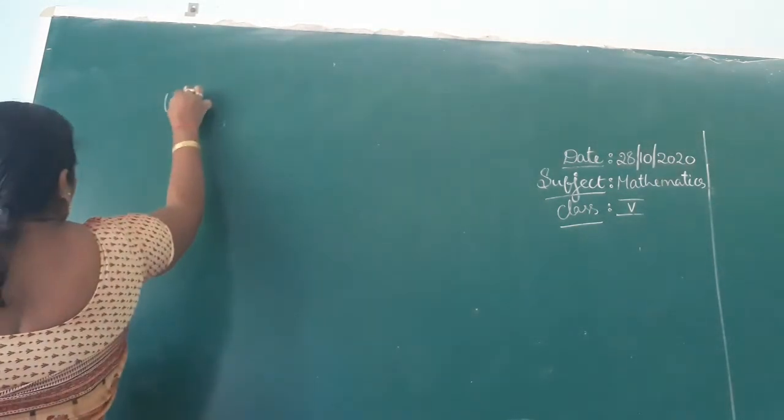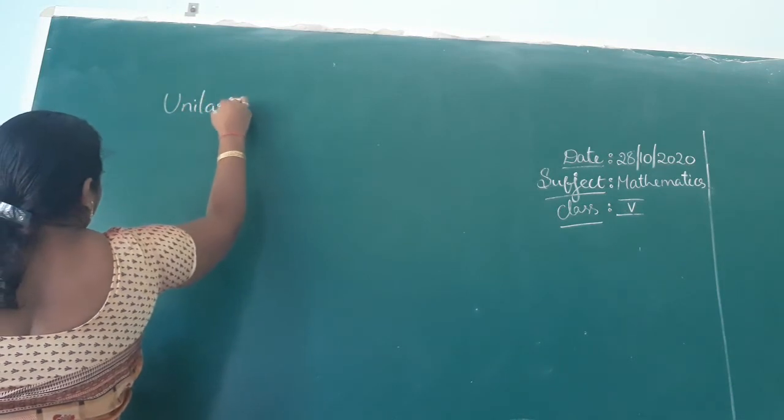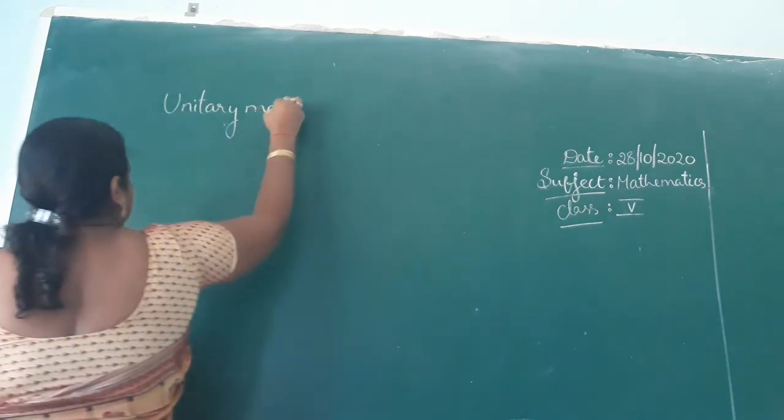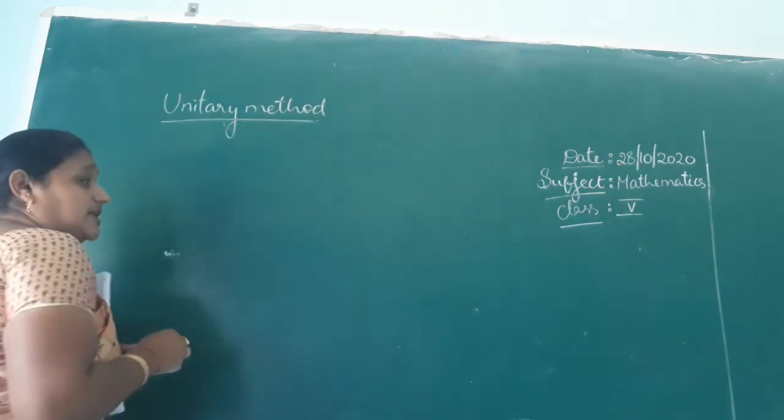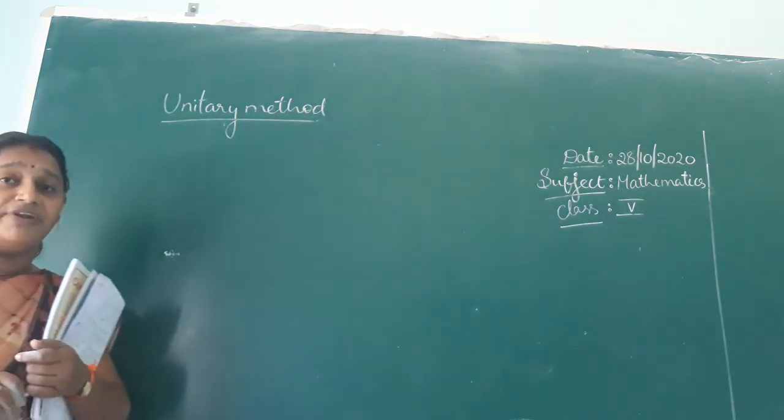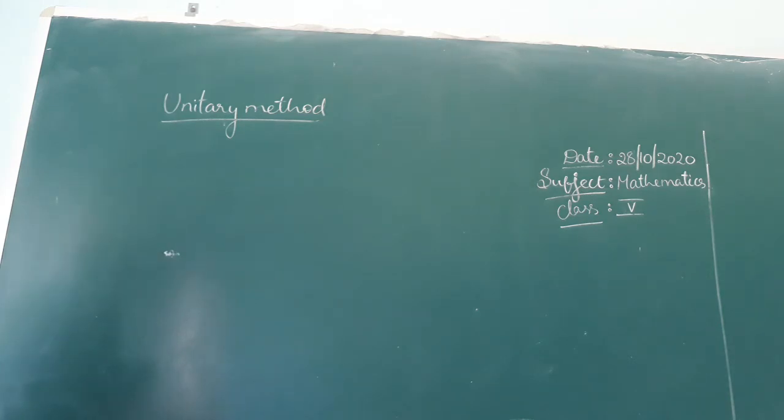What is meant by unitary method? The method of finding the cost of one article and then finding the cost of a number of articles is called the unitary method. The method of first finding the cost of one object and then the cost of many objects is called the unitary method.